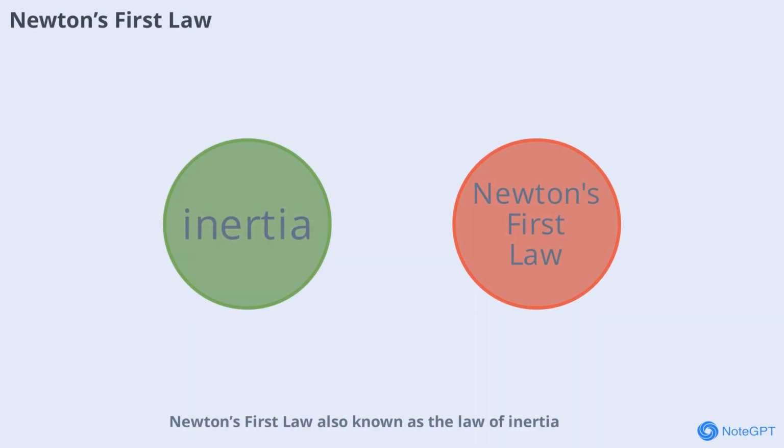Newton's first law, also known as the law of inertia, states that an object at rest stays at rest, and an object in motion stays in motion at constant velocity, unless acted upon by a net external force. This means that things don't change their state of motion unless something causes them to. It's why you need to push a stationary car to get it moving or apply brakes to stop a moving bike.